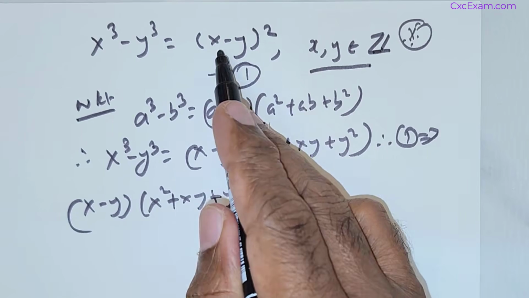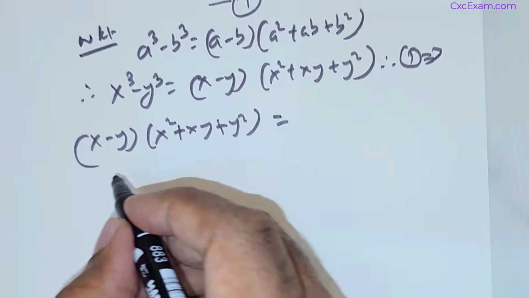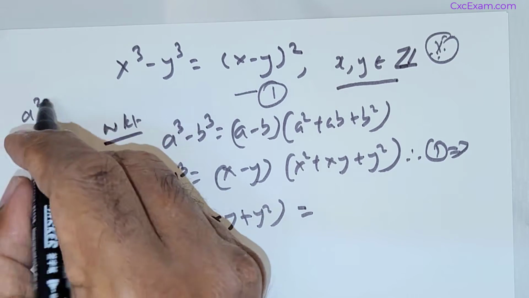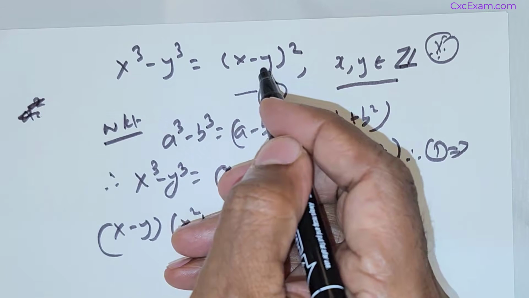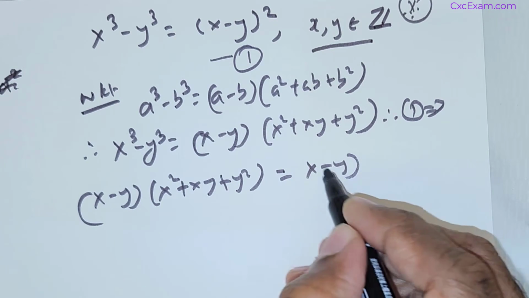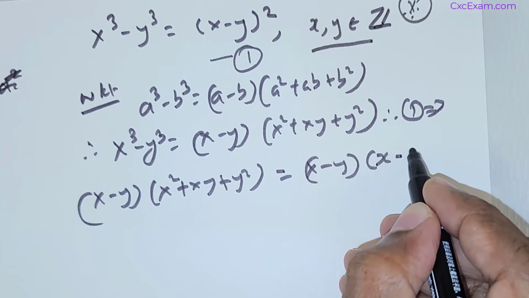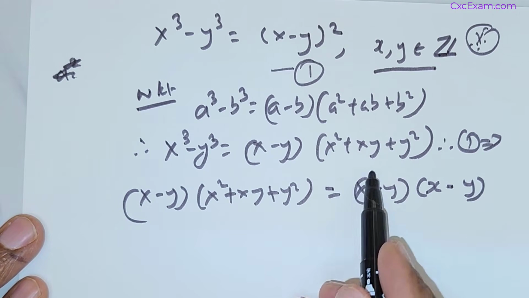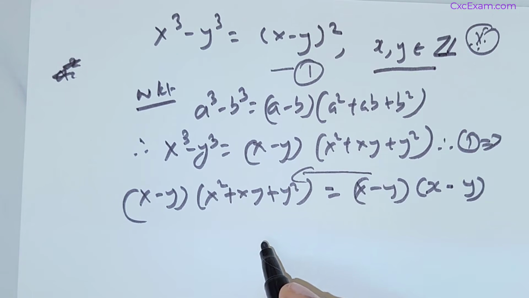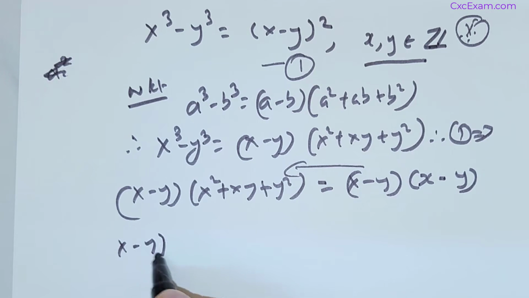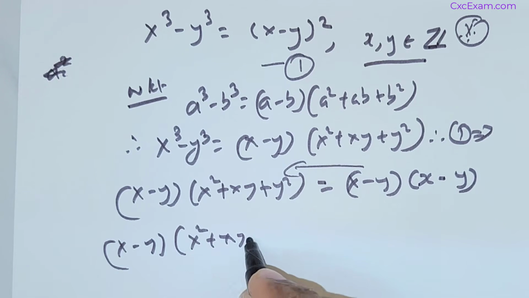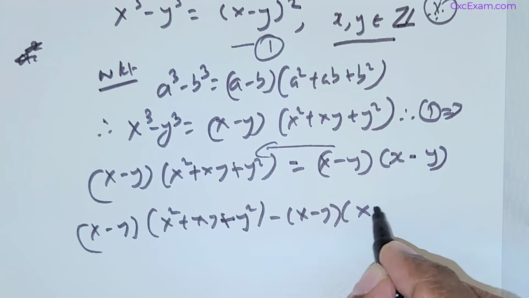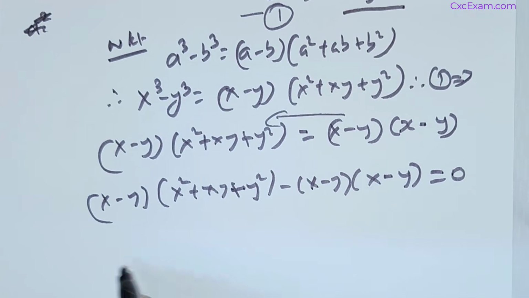And over here I can utilize this formula, so I can rewrite this as (x minus y) times (x minus y). So we can move this to the left, and that would give us (x minus y) times (x squared plus xy plus y squared) minus (x minus y) times (x minus y) is equal to 0.